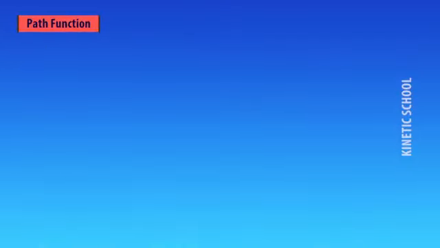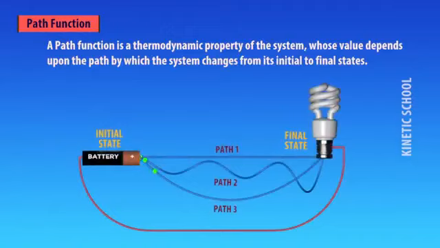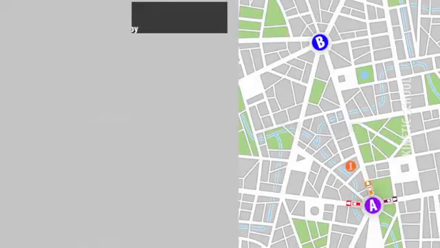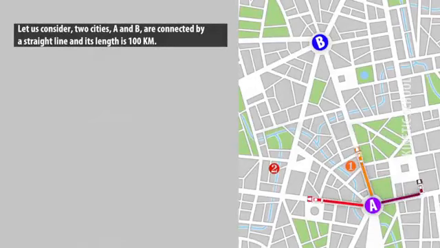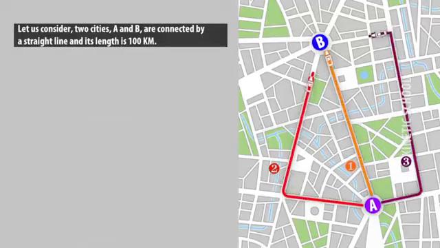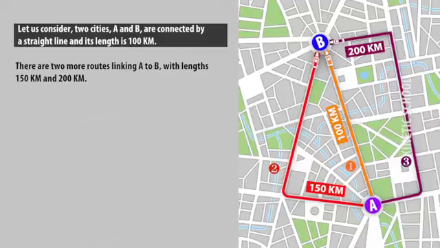Path function. A path function is a thermodynamic property of the system whose value depends upon the path by which the system changes from its initial to final state. Let's see an explanation. Let us consider two cities, A and B, connected by a straight line whose length is 100 km. There are two more routes linking A to B with lengths 150 km and 200 km.